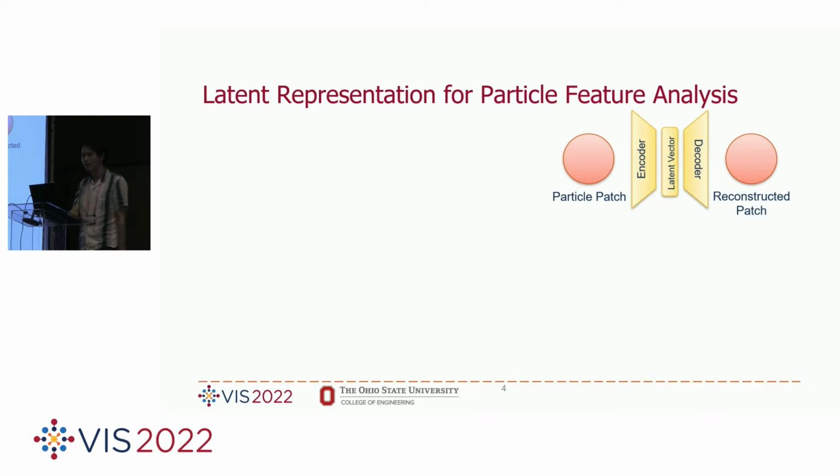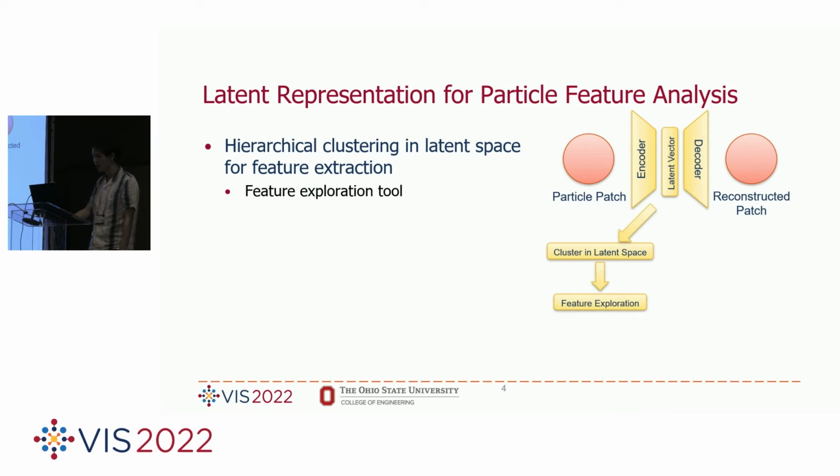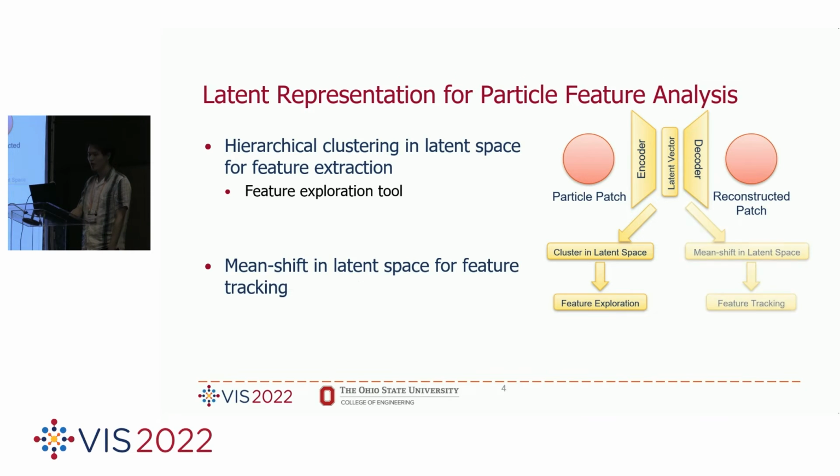After generating latent representations for particle patches, we perform feature-related analysis in the latent space. Firstly, the features are extracted by hierarchical clustering of the latent vectors. To enable interactive clustering, we also design a feature exploration tool. Secondly, we apply a mean shift tracking algorithm in the latent space to show that the latent representation can be used for feature tracking.